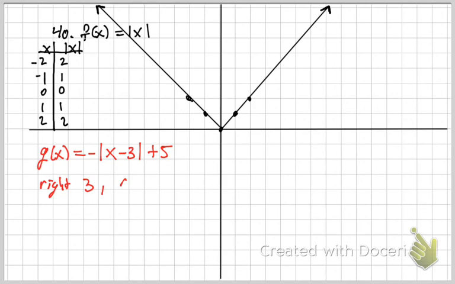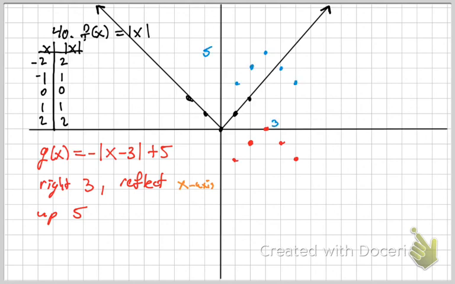And then you've got that minus sign in the front there, and that's going to reflect it over the x-axis, so it's going to be flipped over the V. And so we're going to reflect over the x-axis. And then up 5. So what I think I did is I only did the right 3 and then the reflect. Okay, so there's the right 3 and the reflect.